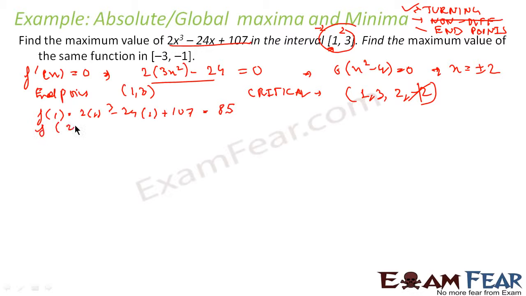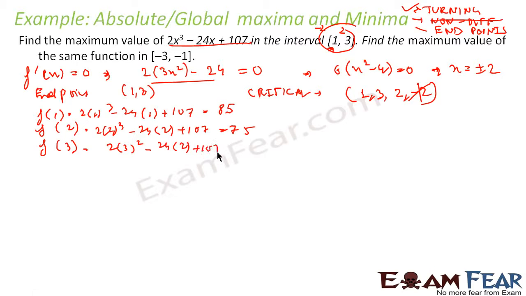Similarly, if you find f of 2, that will be 2 into 2 cube minus 24 into 2 plus 107. If you solve this, you get 75. And if you find f of 3, that is 2 into 3 cube minus 24 into 3 plus 107. What you get is 89. So if you compare, this is my maximum value. And that is my answer for the first part.